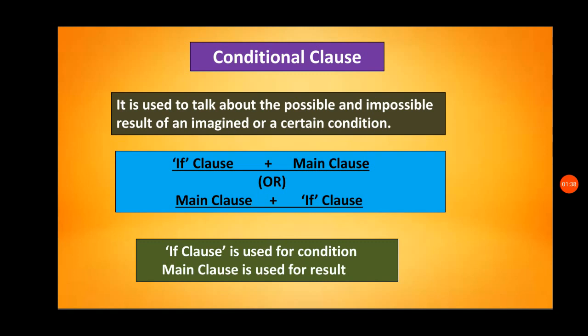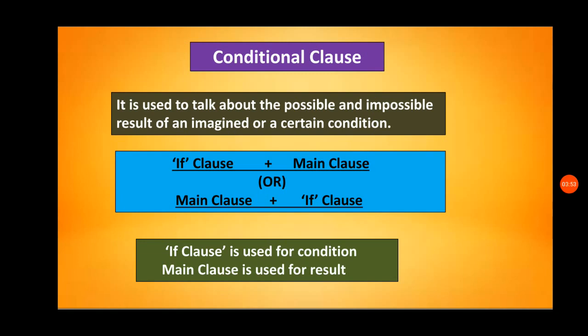Usually, the conditional clause has two sentences. One can be the subordinate clause, and another one can be the main clause. What is a subordinate clause? The clause which has a subordinate conjunction is the subordinate clause. So, a conditional clause has two sentences. One is used for condition, which is the if clause.